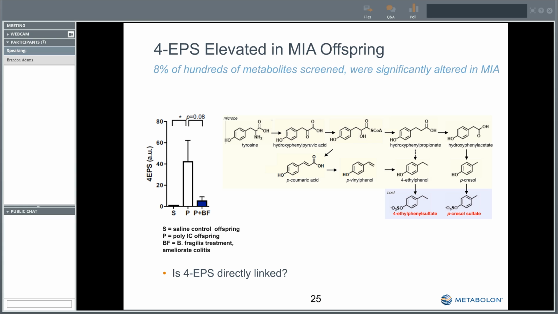And once again, this was reversed when gut permeability was ameliorated with the B. fragilis treatment. And this metabolite is a microbial-derived metabolite synthesized from the amino acid tyrosine. Importantly, this metabolite also shares a similar structure with another metabolite, p-cresol sulfate, which is a putative biomarker in humans with autism.